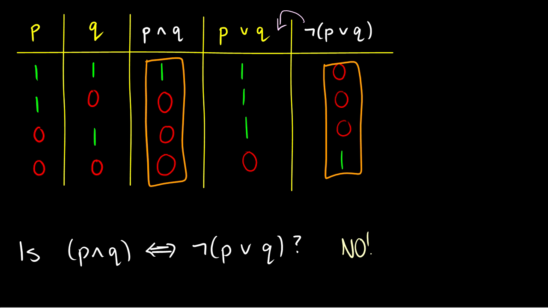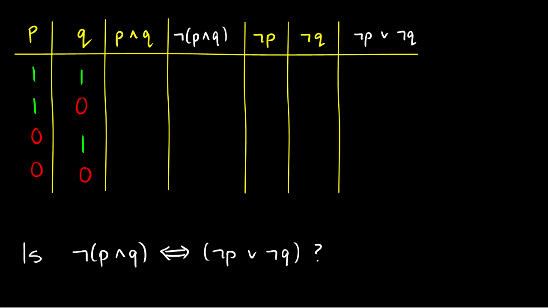Let's do another example. Let's ask, is not P and Q logically equivalent to not P or not Q? So we just did P and Q before, so first I'm going to do not P and Q. So I have to build P and Q before I can build not P and Q. So P and Q, we just did this. This is going to be 1, 0, 0, 0. Now if we take the negation of that, the values just flip. So not P and Q is going to be 0, 1, 1, 1.